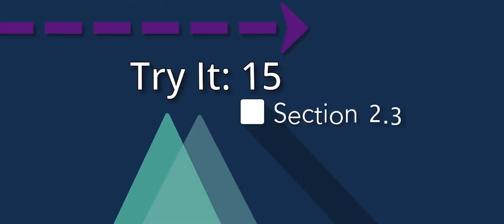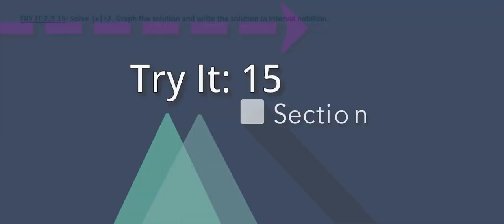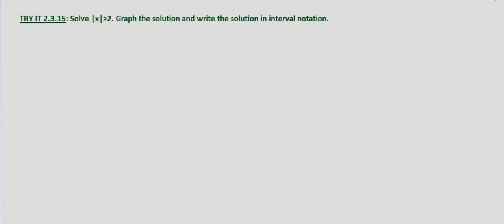So we've moved on from inequalities that include less than, or less than or equal to, to inequalities that involve greater than, so greater than or equal to. We're starting off with the simplest form, just like we did when we started with less than, and that's just having the variable inside the absolute value brackets. So absolute value of x is greater than 2.